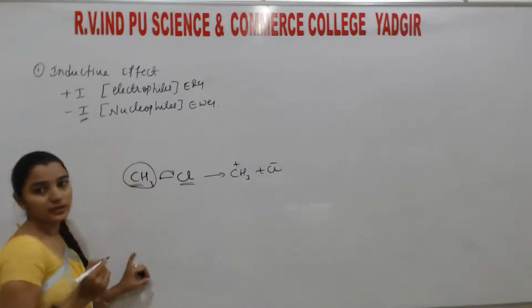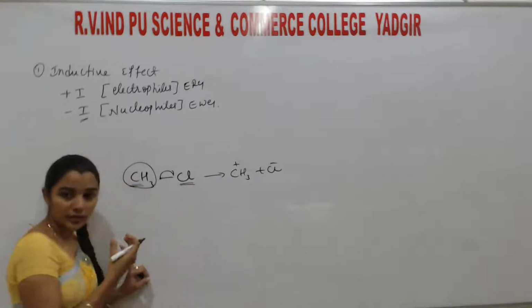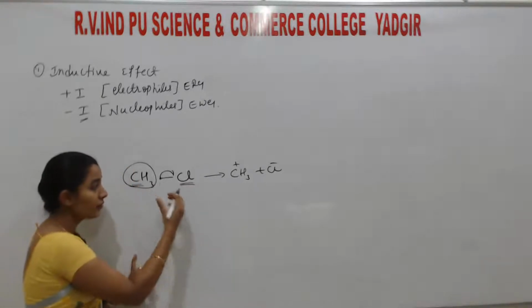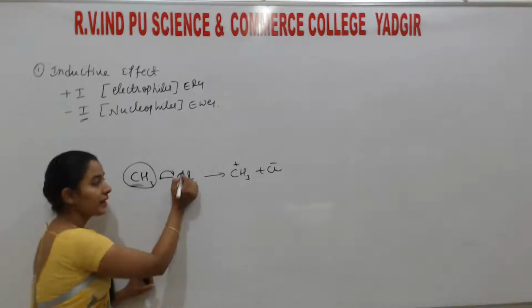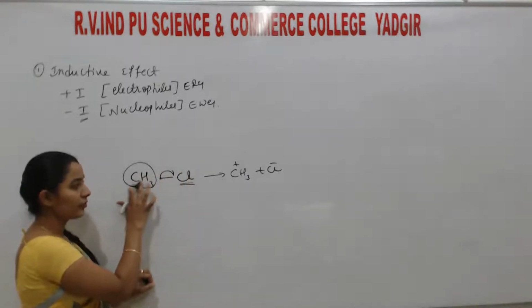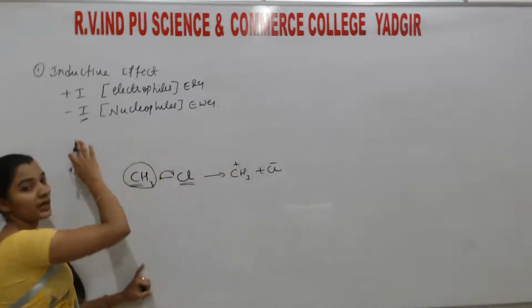So this atom experiences which type of inductive effect here? Minus I effect. Why minus I effect? Because this withdraws the electron. This is withdrawing the electron from this. If minus species are attached here, if you dissociate, it is dissociated as Cl minus, then it is the minus I effect.